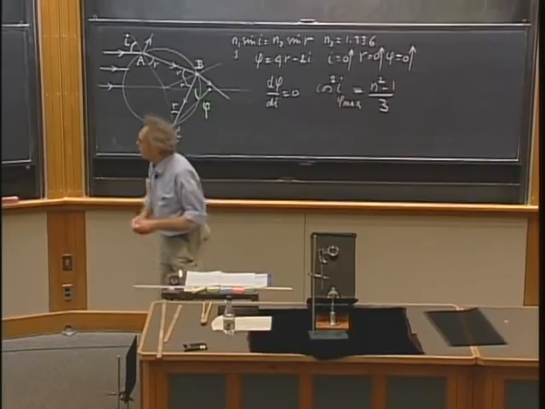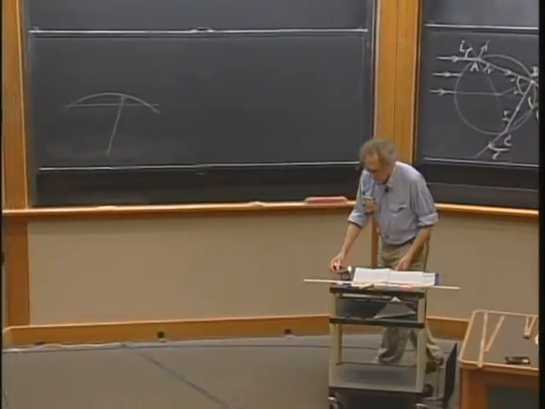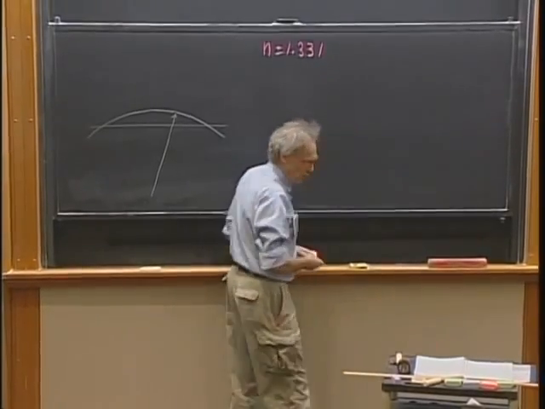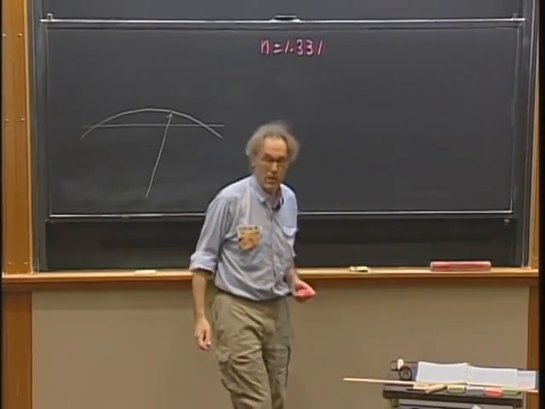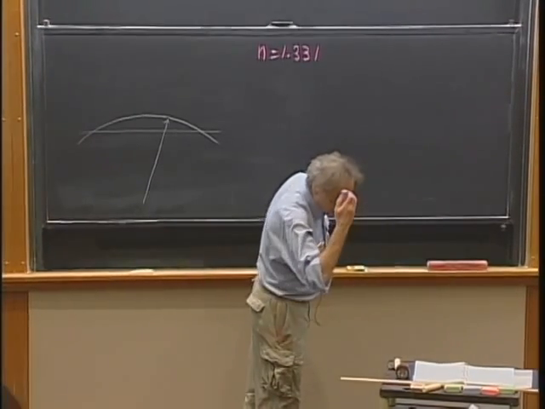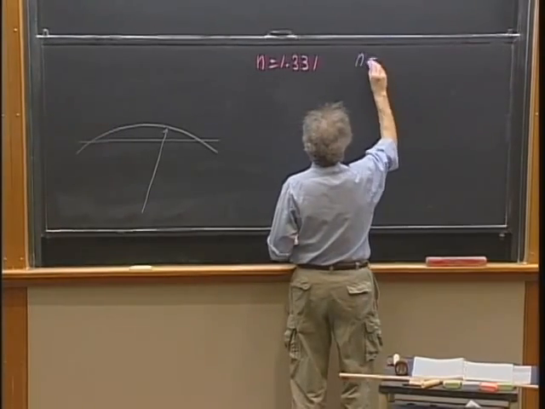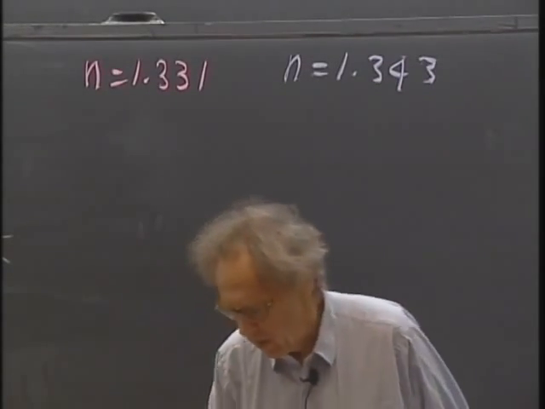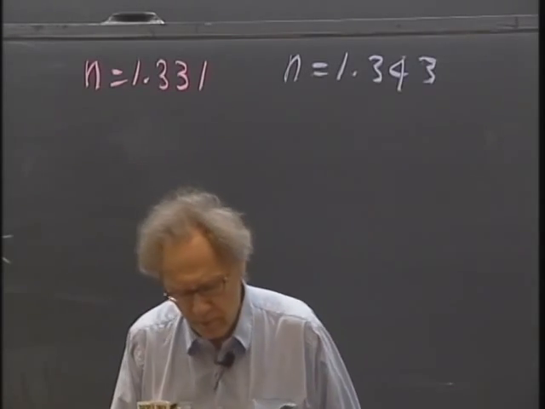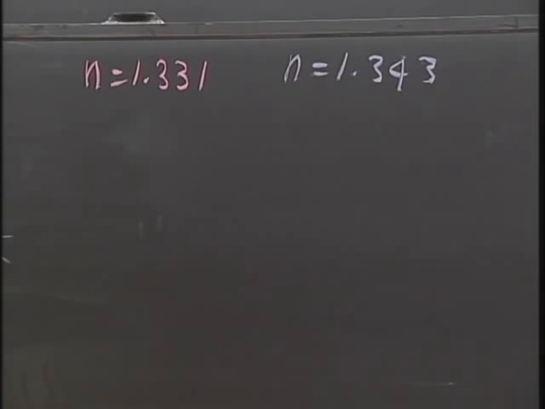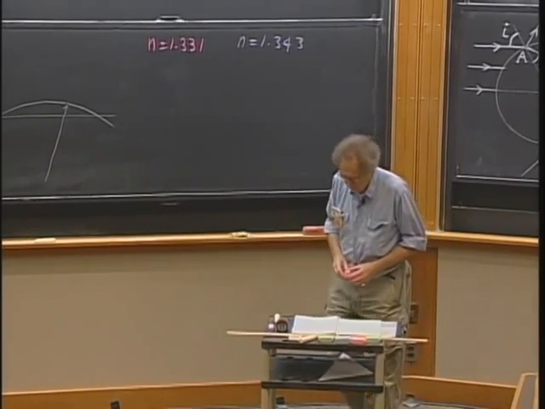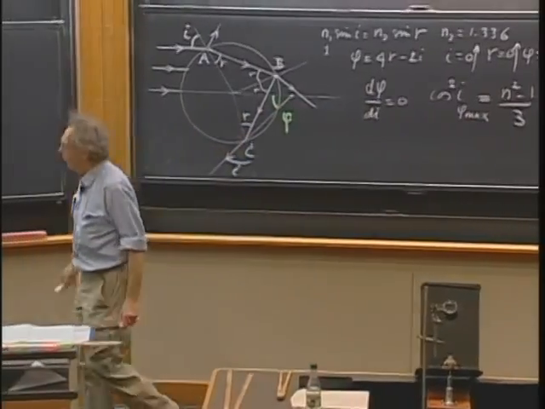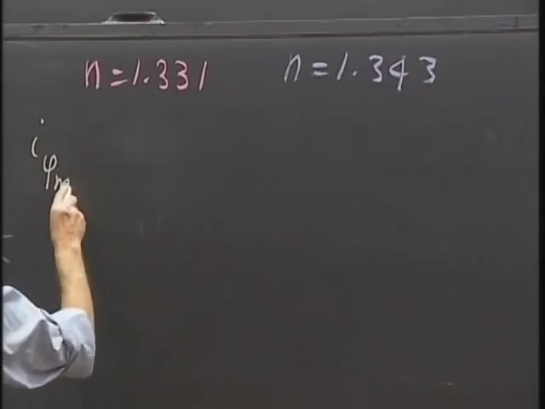So let us write now on the blackboard here what happens for the different colors. So we have here n for red is 1.331. Notice that I'm now going to be rather specific about colors, because that's, of course, behind the rainbow. And for violet, which is sort of the shortest wavelength that we can see, n is 1.343. For clean water, seawater, it is a little different. So notice there's a 1% difference. That means the speed of light for violet, blue light is about 1% lower in water than the speed of light of red light. And so with this equation now, with these different numbers for n, we can now calculate what I is for which phi is a maximum value.